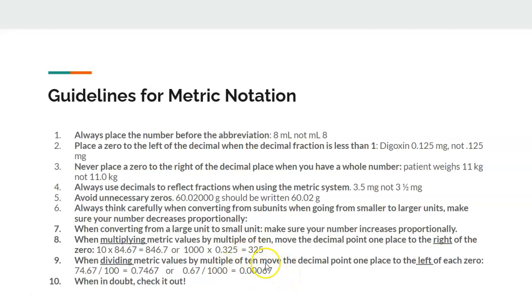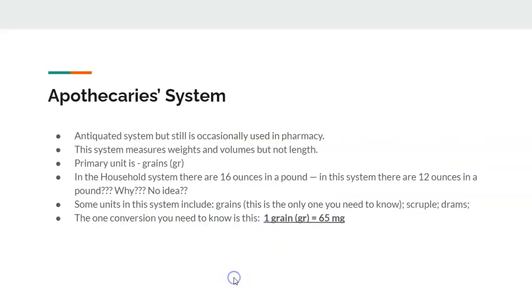0.00067. That's an easy way to convert within the metric system if you're going from grams to milligrams or milligrams to milliliters or back and forth. And when in doubt, check it out. Always get review by someone else if you're unsure of your work.